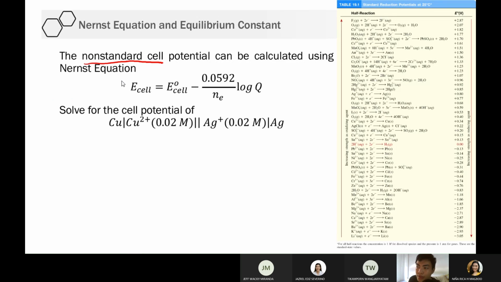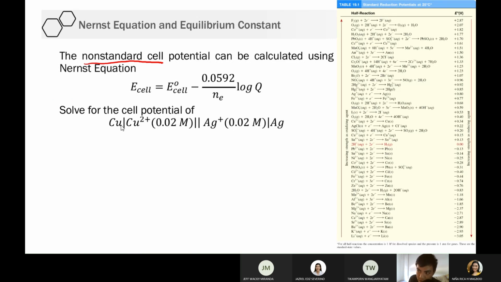The Nernst equation is written as E cell equals E naught cell minus 0.0592 over moles of electrons times the logarithm of Q. What is Q? That's the reaction quotient. Before you use this, you have to balance the equation first. You have to write the cell notation into a chemical equation first.